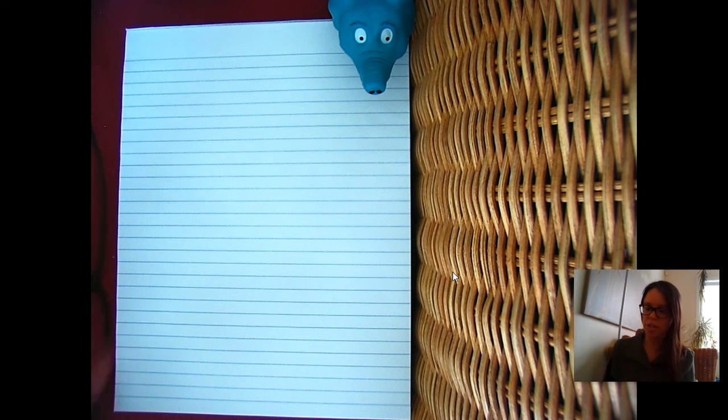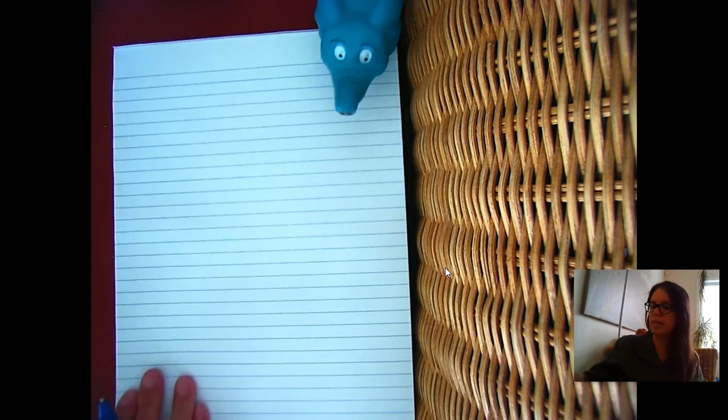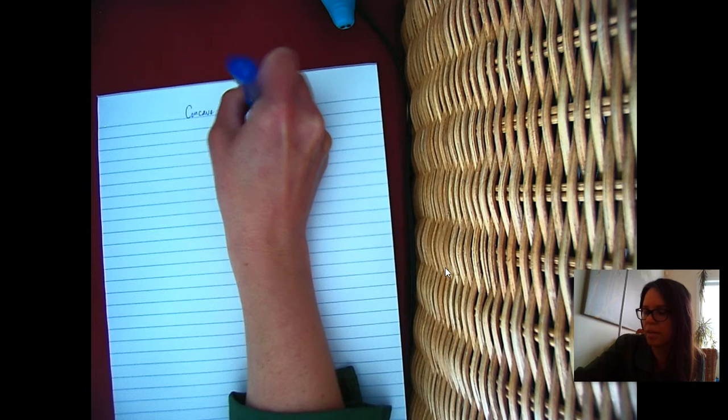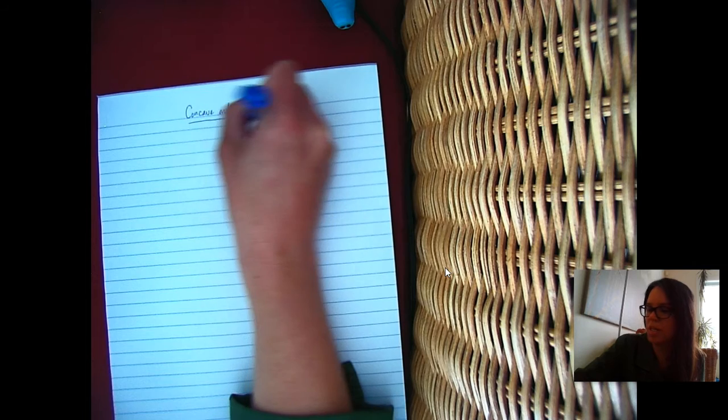So we have a note to start the day. Okay, so let's call this, move my little elephant out of the way, concave and convex mirrors. I should have called it mirrors in general. I'm going to take just a moment to talk about a plane mirror, which is a flat mirror, but then focus the note on these two types of curved mirrors.